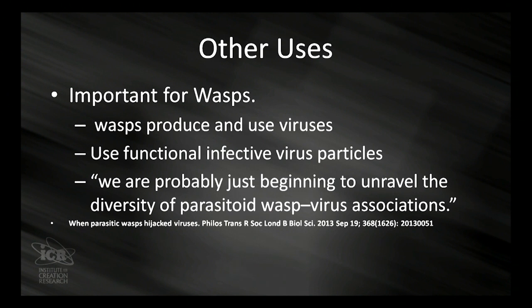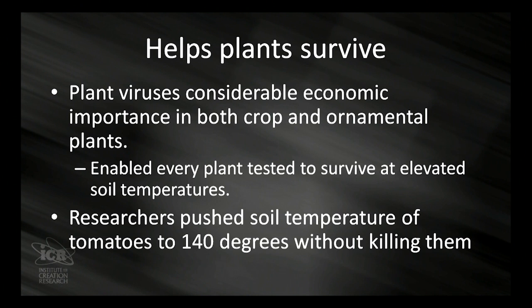So other uses, wasp is important. And there's one statement which summarizes this. We're just beginning to unravel the diversity of the parasitoid wasp virus associations, as well as many other associations. So viruses, they're our unseen friends. They're there, they're doing things for us, and we're not even aware of it. And plant viruses are critical. They call these areas, I call them apartments, where they live in, and plant viruses are critical. Not just plant viruses, but plant bacteria are critical in order to reproduce the plants according to necessity.